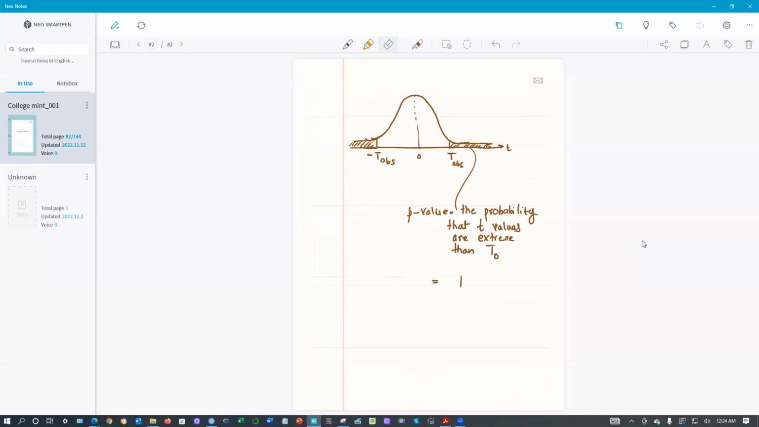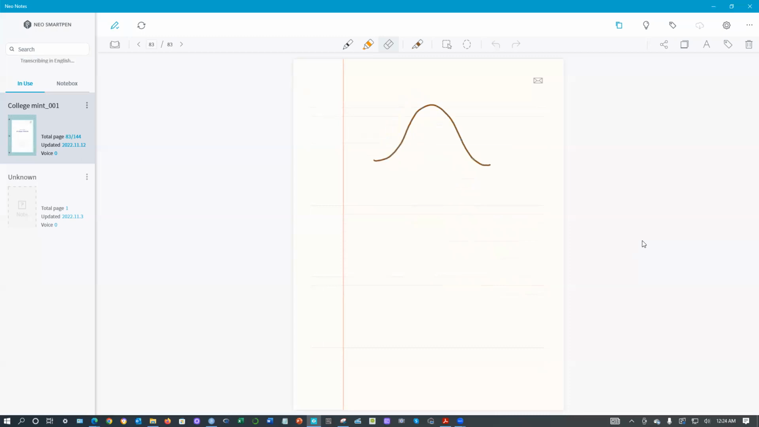That means probability P greater than P obs, and you're going to double it for both sides. See? That's the P value. Then I draw this one. It's T again. Based on the T C, see, critical value is what? Level of significance.